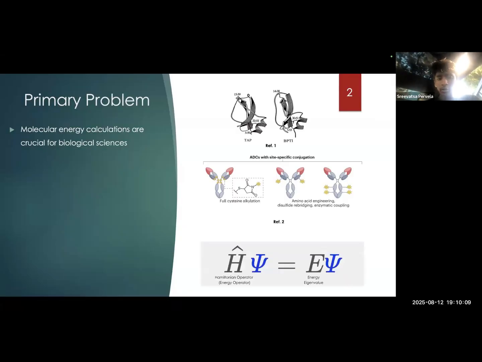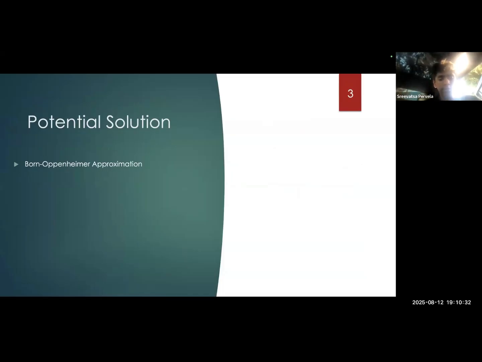The Schrödinger equation shown at the bottom right is used to solve for the ground state energies. It works perfectly for hydrogen or maybe helium, but for anything more complex, it breaks down due to electron correlation and other electronic interactions. Due to this, there's no closed form solution for multi-electron systems. Because of this, we have to rely on approximation. And that brings us to the next slide, the potential solution.